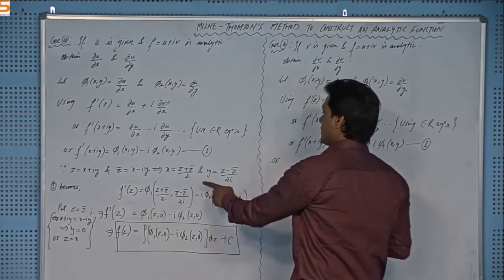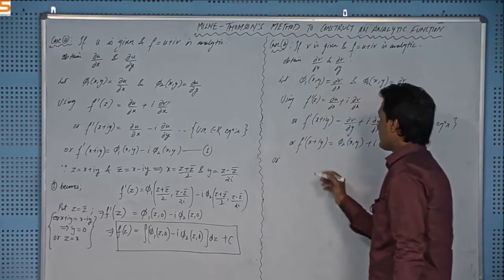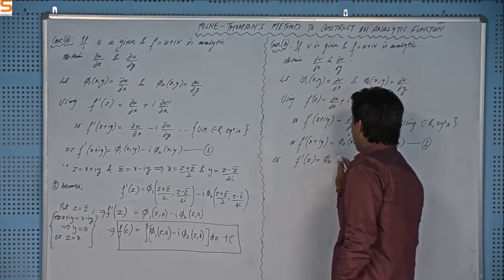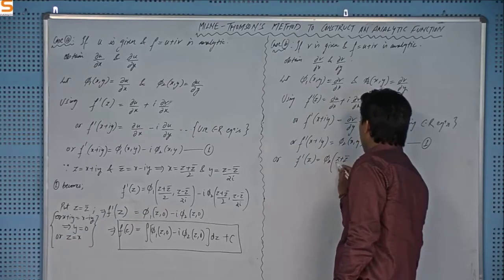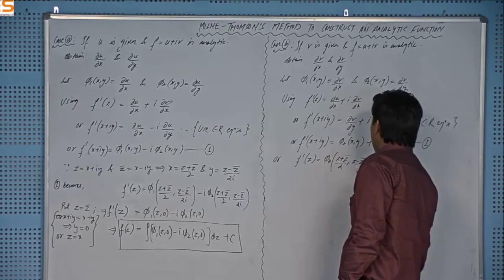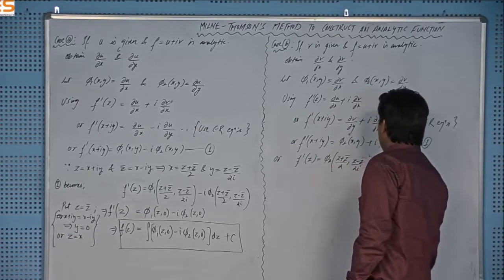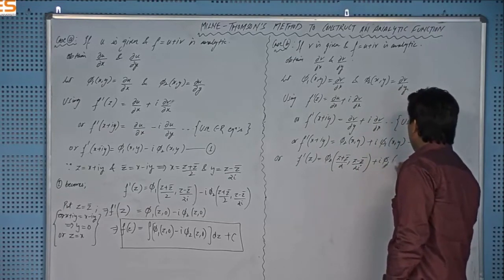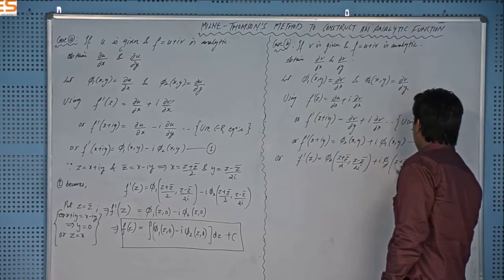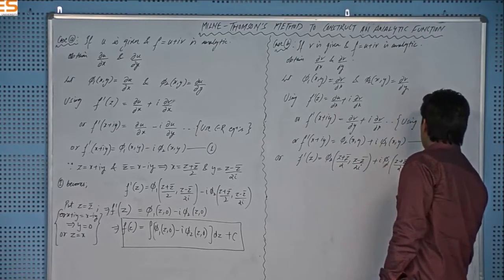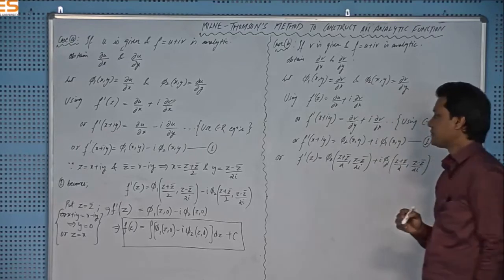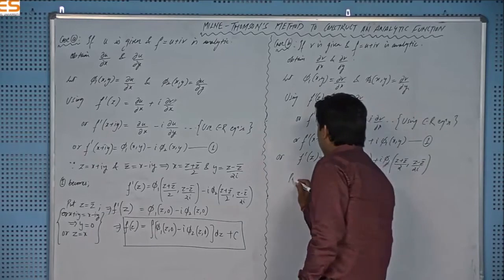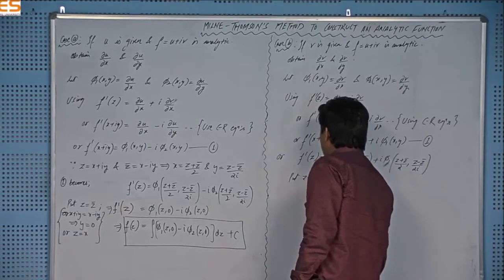Or using this argument, I will get f dash z equal to phi 2 (z plus z bar over 2, z minus z bar over 2 eta) plus eta phi 1 (z plus z bar over 2, z minus z bar over 2 eta), right? Fine. And then again put z equal to z bar.